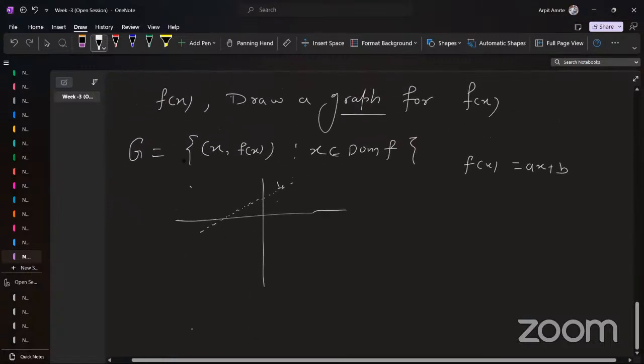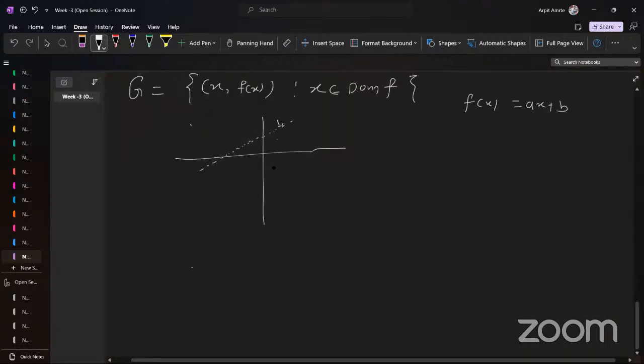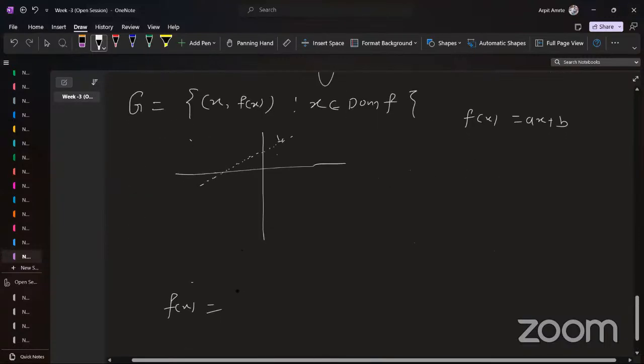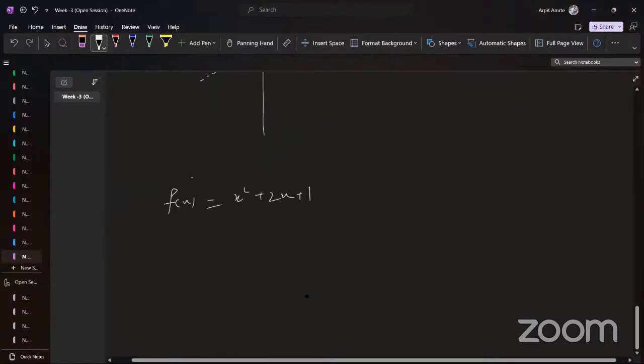So you now know what a graph means in the mathematical sense. Collect all those points, put them on the location of that point, and you will get your graph. Now if you have a function which looks like this, f(x) equals x square plus 2x, what will be our first step to draw this graph?